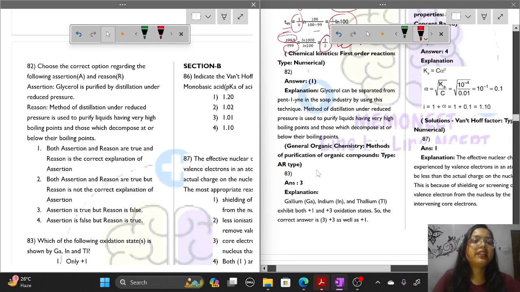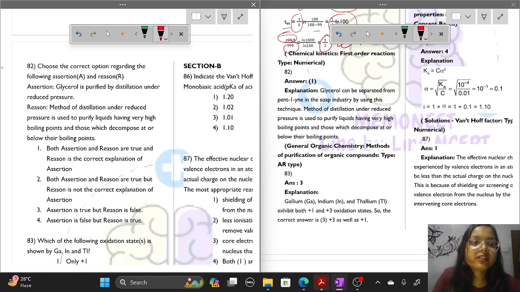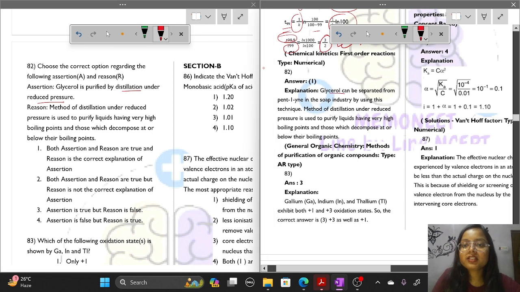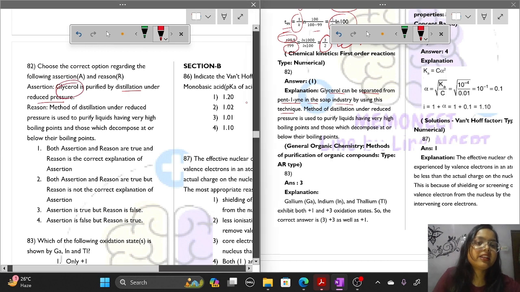Next is question number 82. Choose the correct option regarding the following assertion and reason. What is the assertion here? Assertion is glycerol is purified by distillation under the reduced pressure. Explanation: glycerol can be separated from pent-1-ene in the soap industry by using this technique. So glycerol can be purified by distillation in the reduced pressure. Okay, so this is correct.